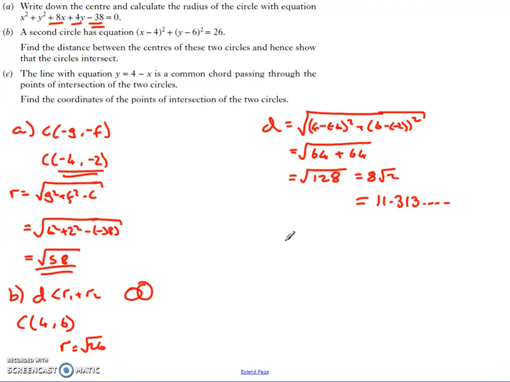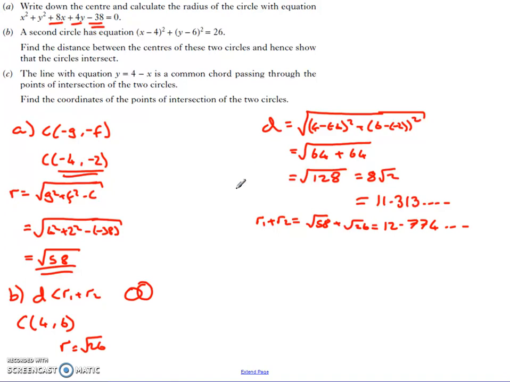What I now need to do is add my two radii together. So I need to do R1 plus R2. What that then ends up giving me is root 58 plus root 26. And if I plug that into a calculator and do it, what I'll end up getting is 12.774, and then it continues on as well.